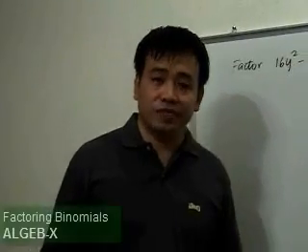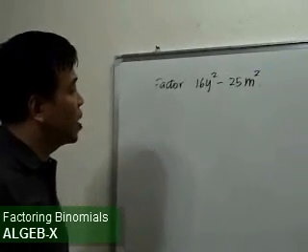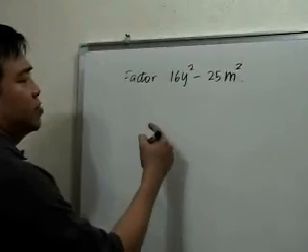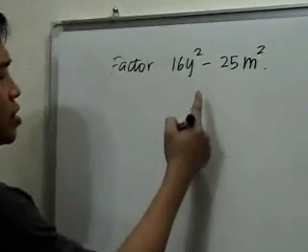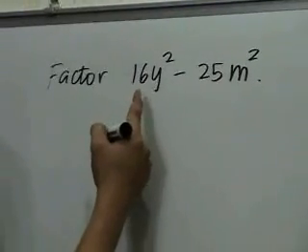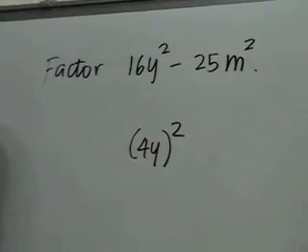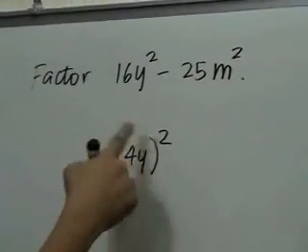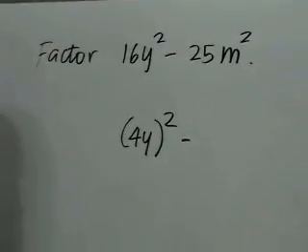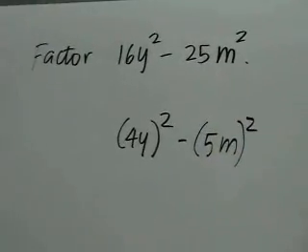In this next problem, we are asked to factor 16y squared minus 25m squared. An inspection would reveal that we actually have here the difference of two perfect squares. In fact, I can write 16y squared as (4y) quantity squared, showing that this is indeed a perfect square, and do the same thing for 25m squared, or (5m) quantity squared.